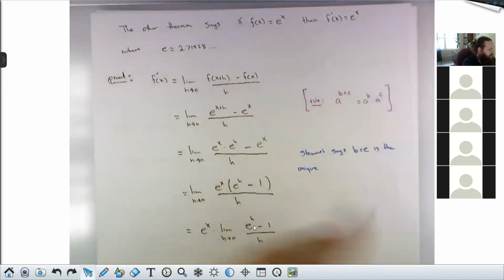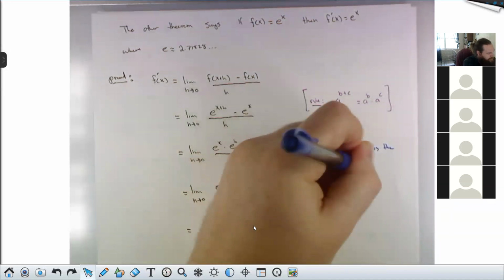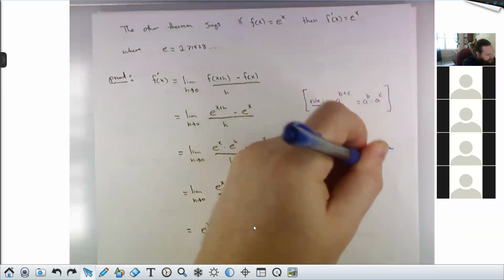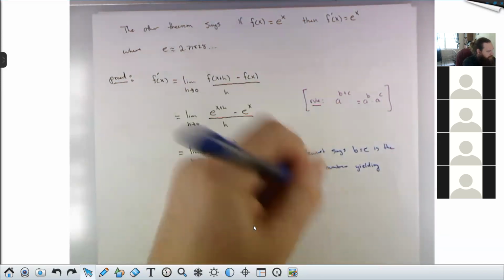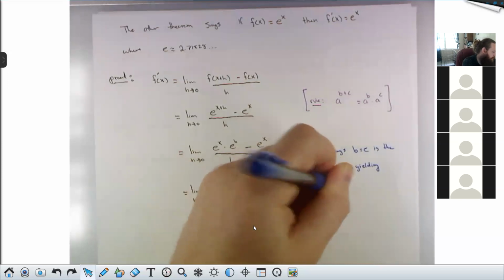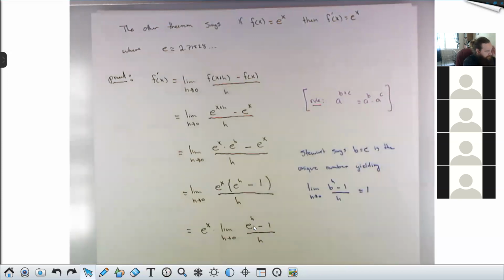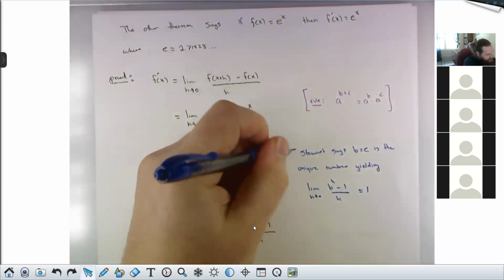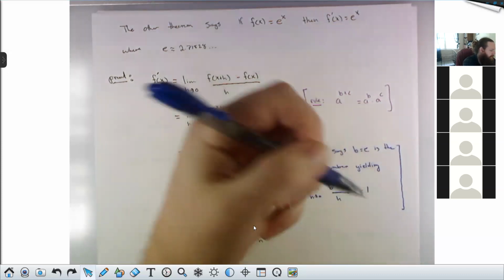Stewart says that b equals e is the unique number yielding the limit as h goes to 0 of (b to the h minus 1) over h equals 1. And this is what we saw some numerical evidence for the other day.